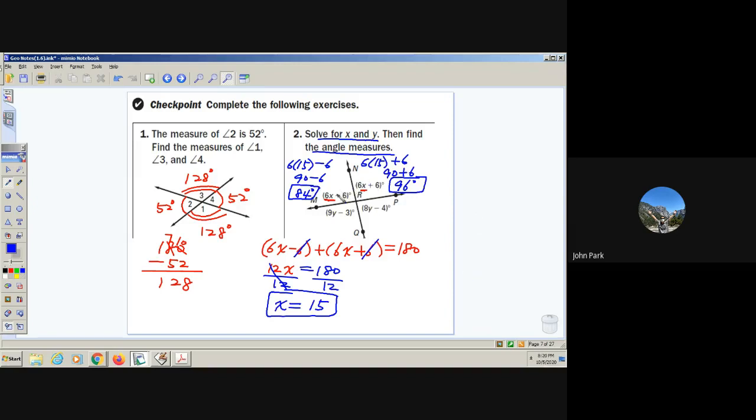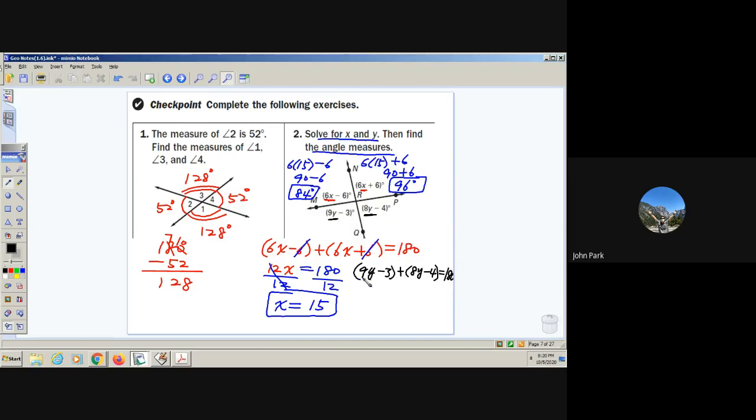That's how you figure out the x using those two linear pair. Now we're going to do the same thing, figuring out the y with these two at the bottom, right? So we're going to add the 9y minus 3 with the 8y minus 4. So if I do 9y minus 3 plus 8y minus 4, that's also going to add up to equal 180 degrees because that's a linear pair at the bottom.